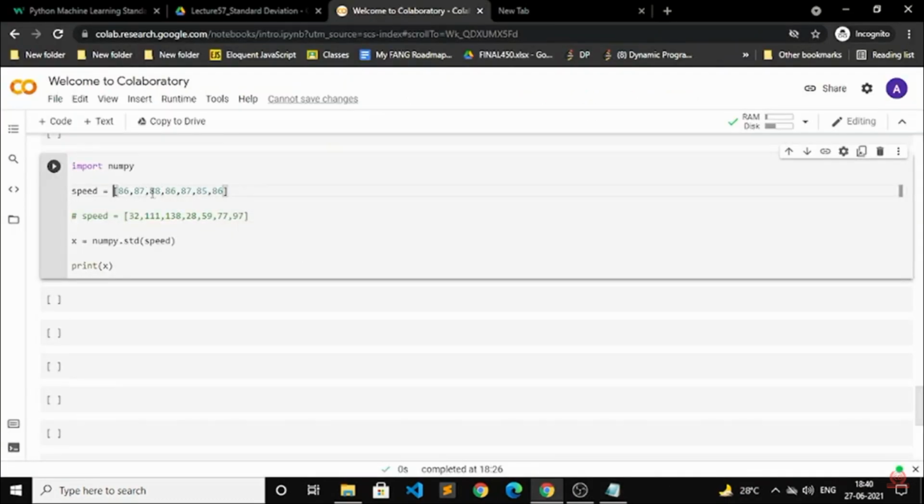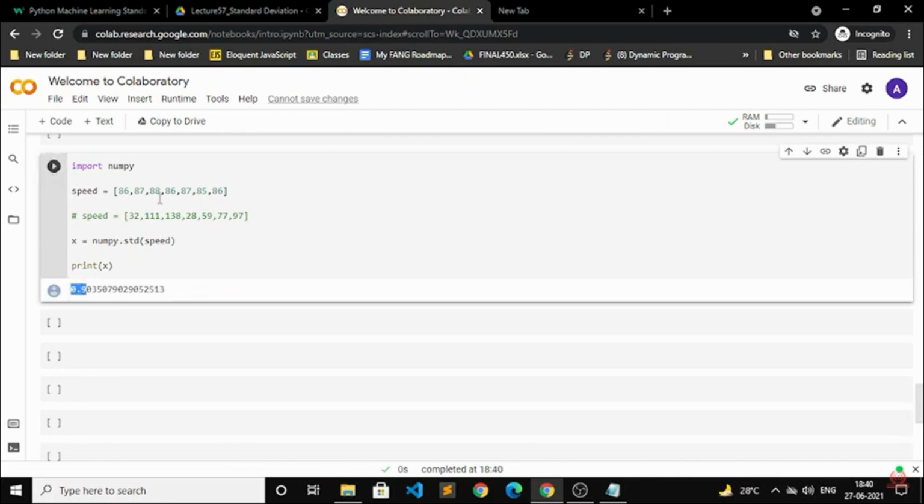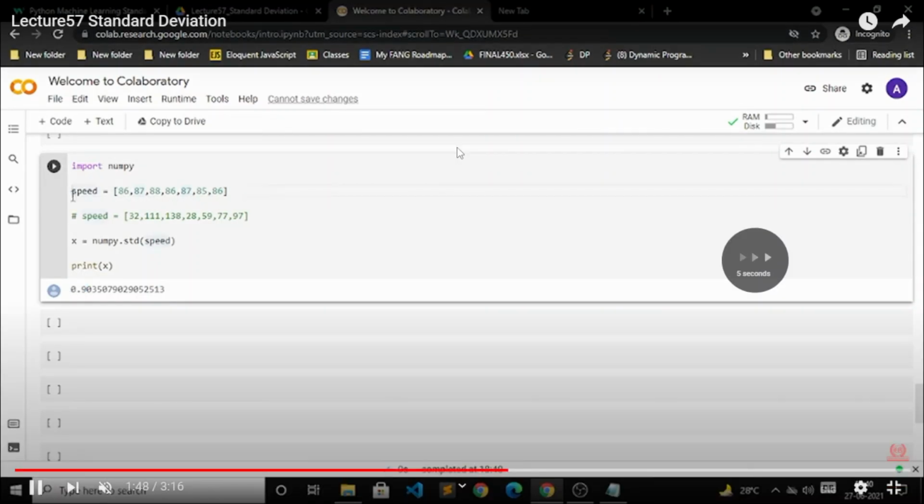Okay, for example, here I am giving you the speed values. If I need to find this value, first I have to see what values are already available. So first I have to write x is equal to numpy dot std of speed. This will provide you the standard deviation. Is this near the lowest value or the higher value?